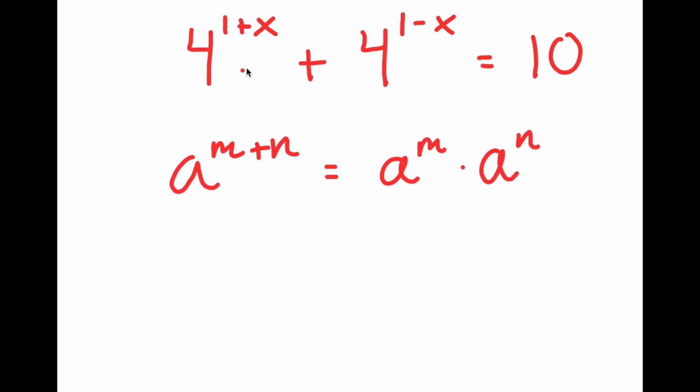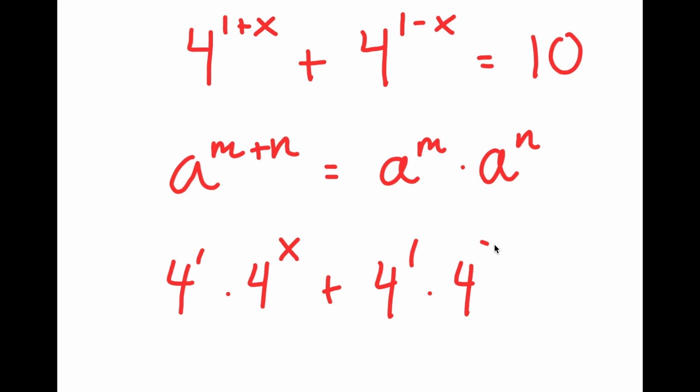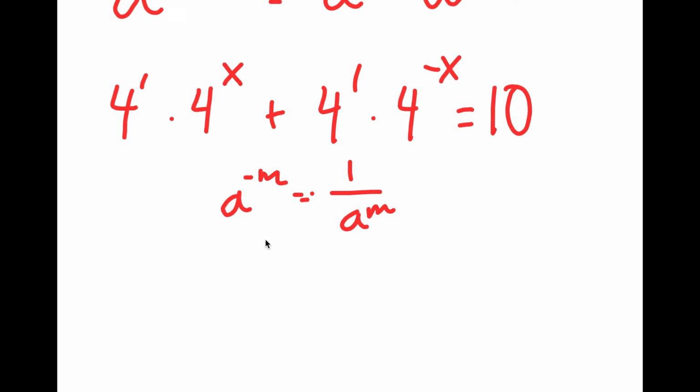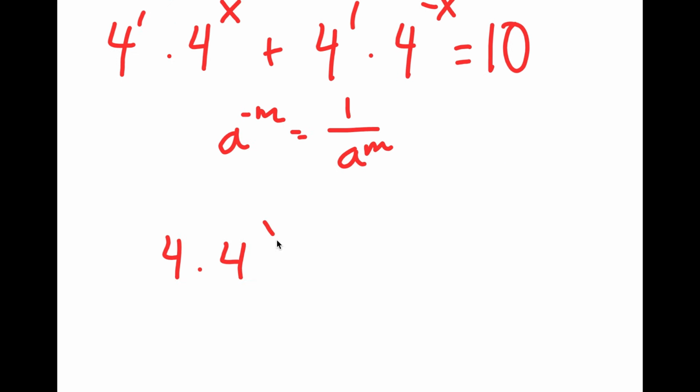So this turns 4 to the power of 1 plus x into 4 to the power of 1 times 4 to the power of x, and 4 to the power of 1 minus x into 4 to the power of 1 times 4 to the power of negative x. And now this is equal to 10. So now from here, if I have something in the form a to the power of negative m, this is equal to 1 over a to the power of m. So 4 to the power of negative x, I can rewrite that as 1 over 4 to the power of x.